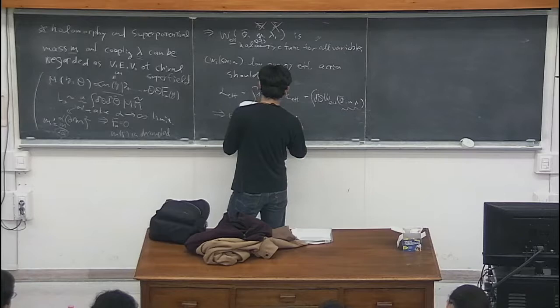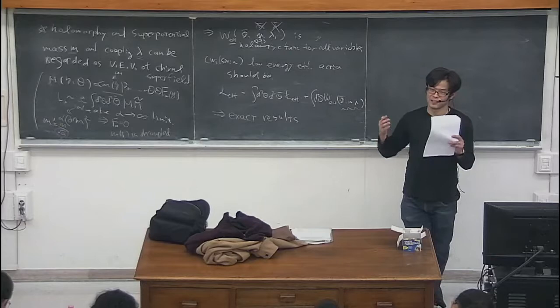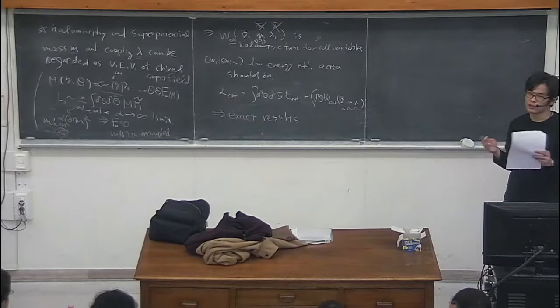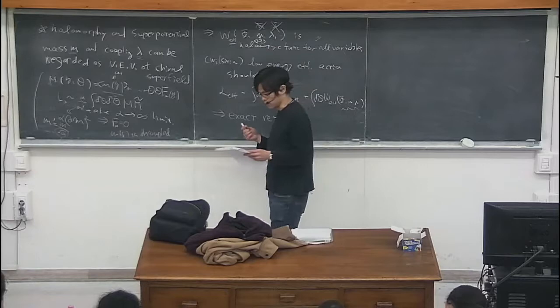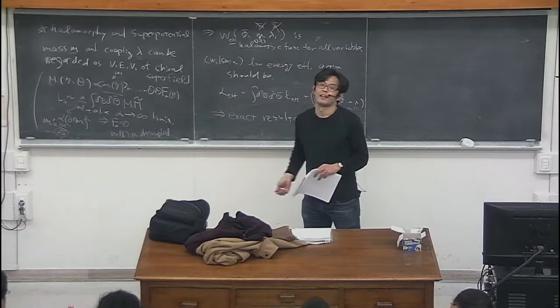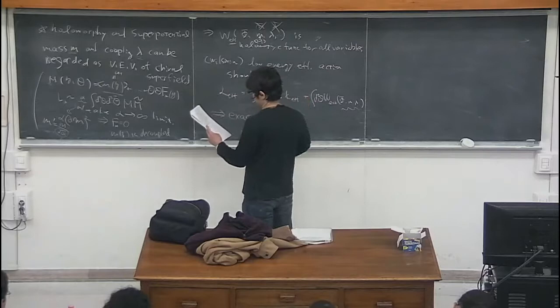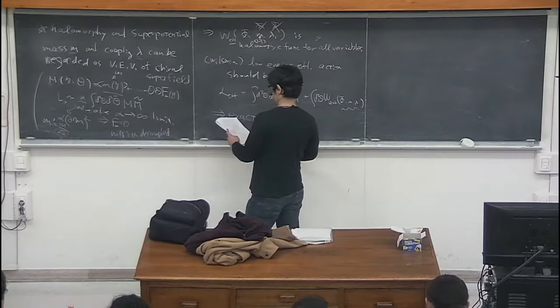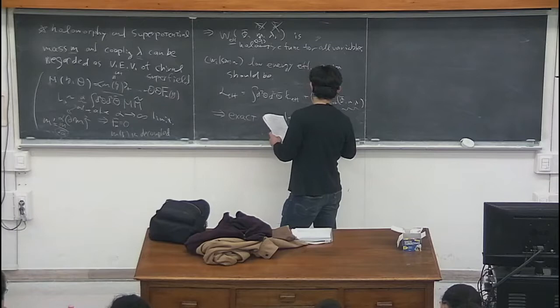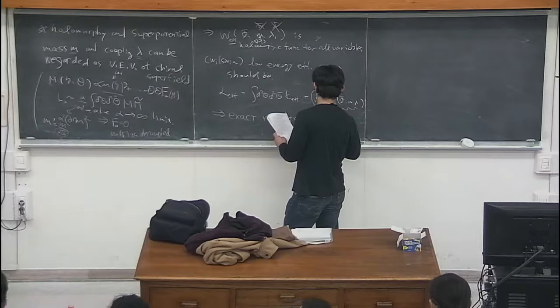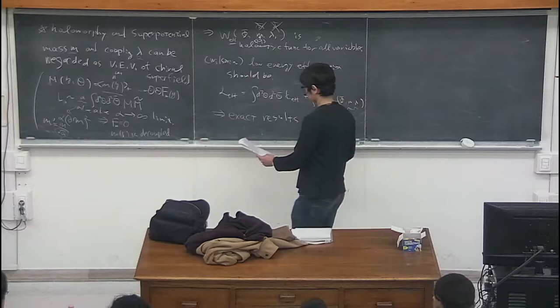results. Exact means quantum mechanically exact, including one loop, two loop, three loop, all order corrections plus non-perturbative corrections. This is very special for supersymmetric field theory. In ordinary field theory, we cannot expect such things, never, except in two-dimensional CFT or some solvable models. The effective action will be obtained, and in particular the quantum vacuum.